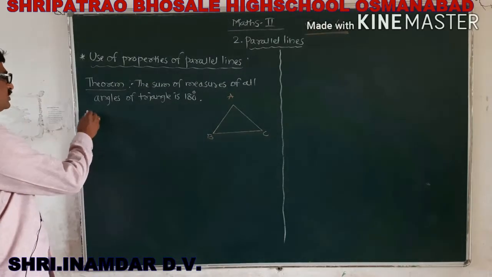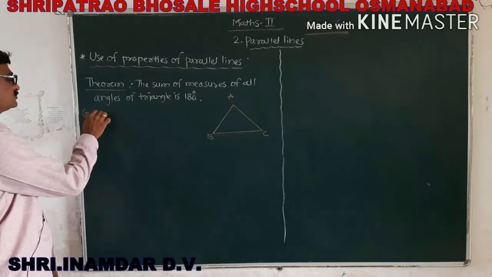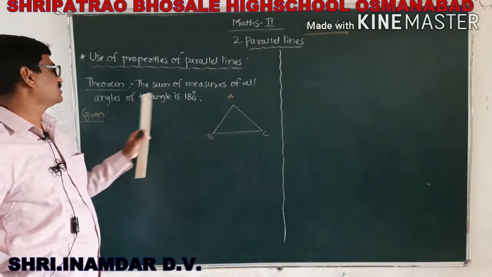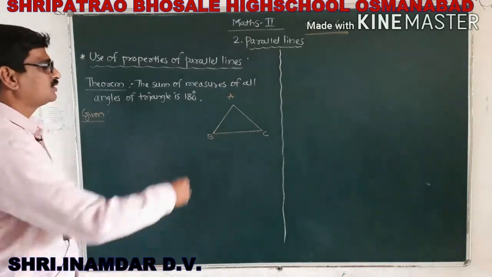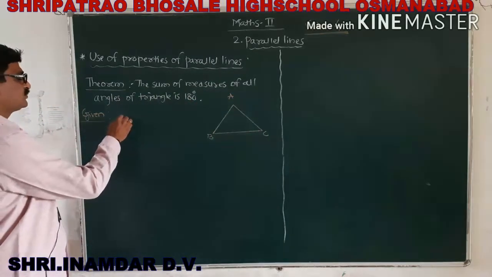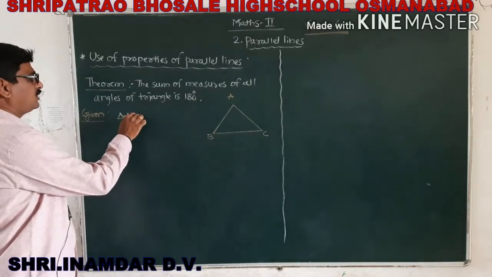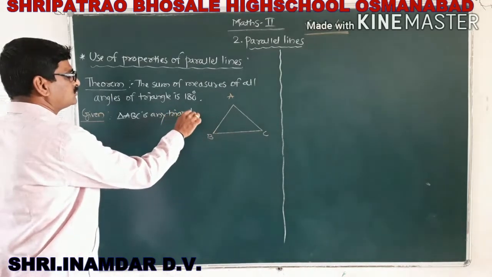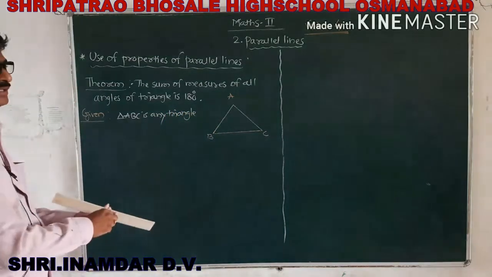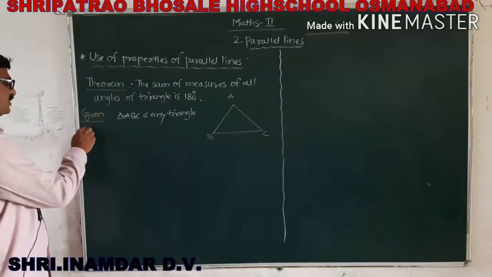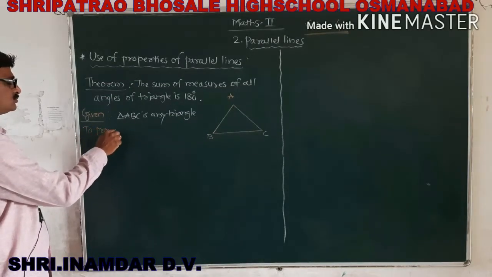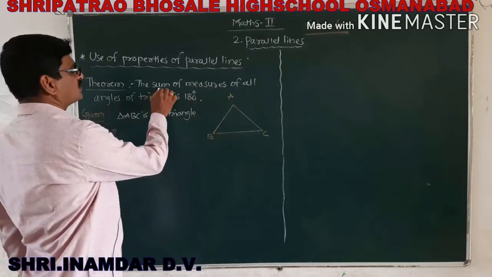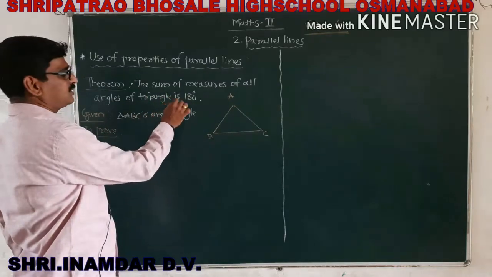In that, first we see what is given. Here we are given that there is one triangle. The name of the triangle we take as triangle ABC. So write here: triangle ABC is any triangle. Then the second step we write is to prove. Okay. So what do we have to prove? Here we have to prove that the sum of measures of all angles of the triangle is 180 degrees.